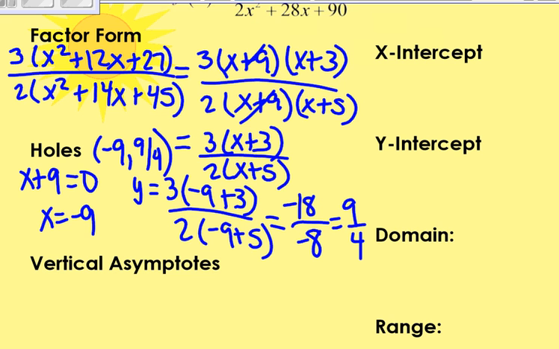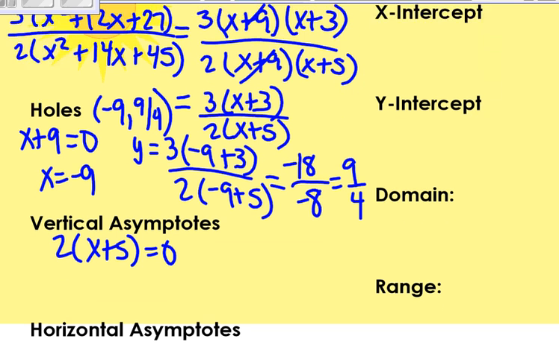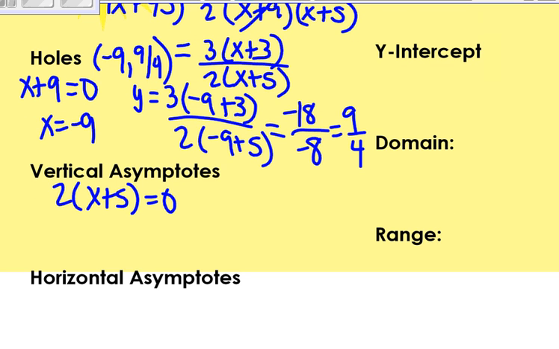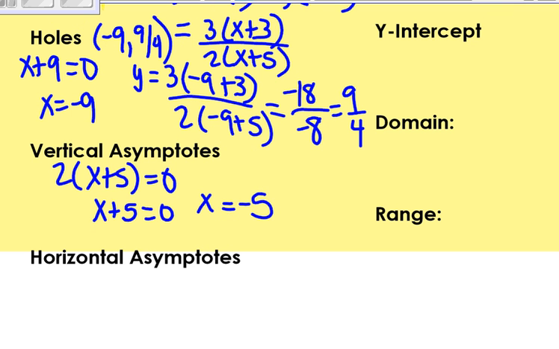Vertical asymptote, we take the base. So 2 times x plus 5 and set it equal to 0. We divide by 2, so then we get x plus 5 just equals 0, or x equals negative 5 as our vertical asymptote. Our horizontal asymptote, we go back to our powers. Notice that they are the same, so we're going to use the coefficients in front. So y is going to equal 3/2.